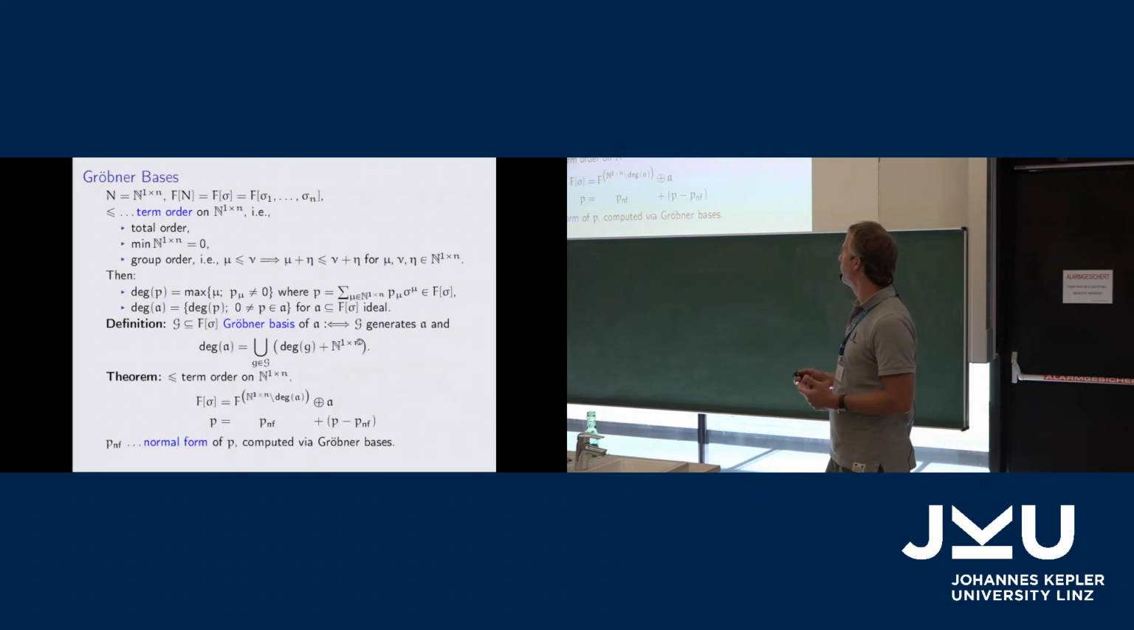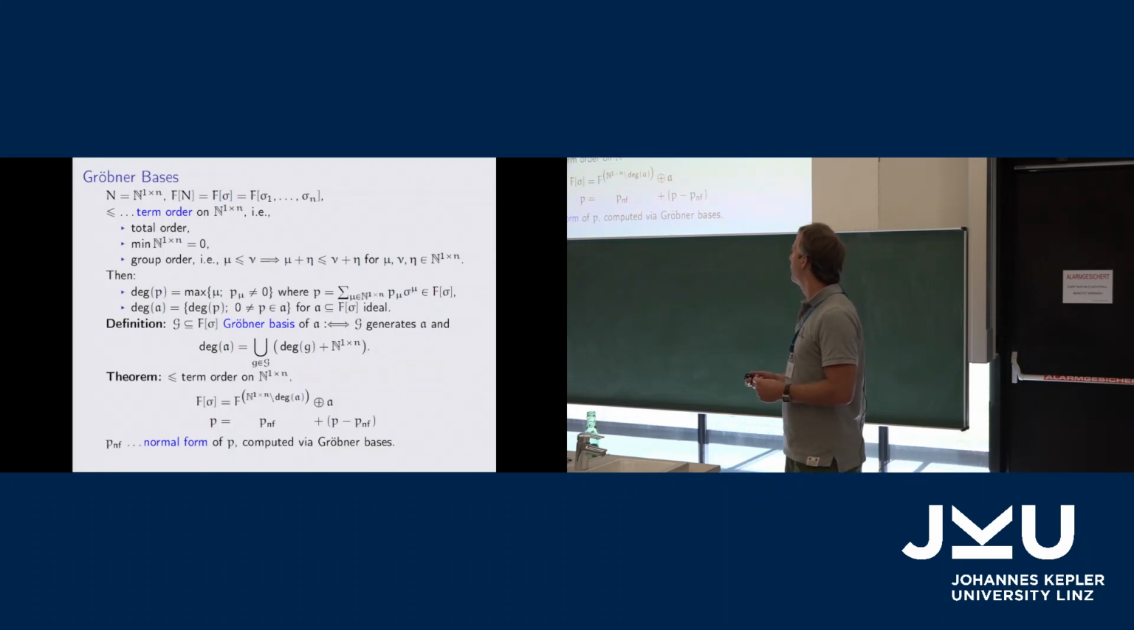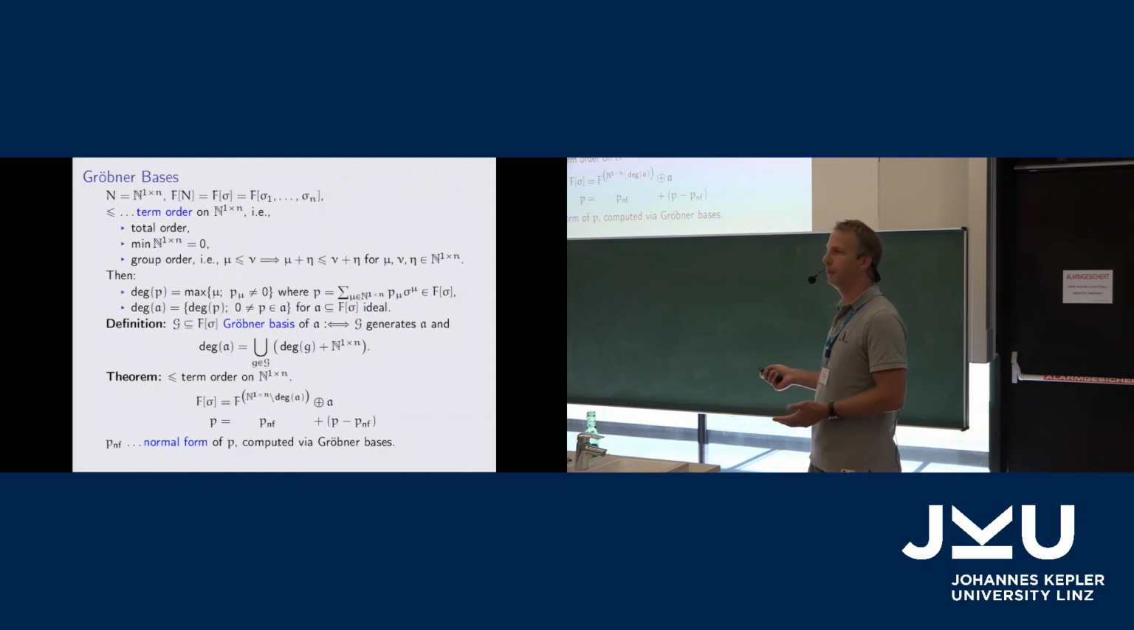The first important theorem is the existence and uniqueness of the normal form. Every polynomial can be written uniquely as a normal form plus something which lies in the ideal. And this also solves the ideal membership problem, because the polynomial is in the ideal exactly if the normal form is 0.